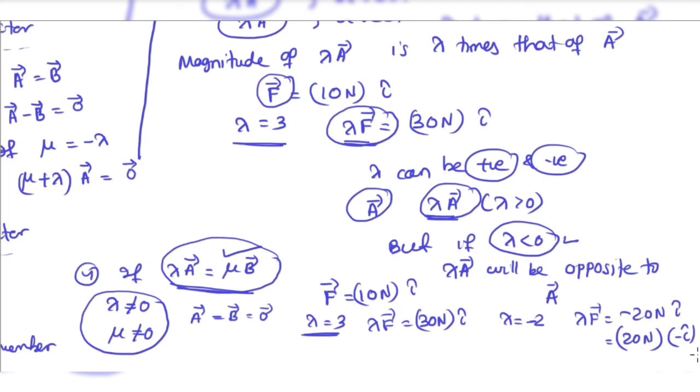So remember that when we are multiplying a real number to a given vector, if the real number is positive, then after multiplication the resulting vector will be parallel to the initial vector. But if lambda is negative, the real number is negative, then the resulting vector after multiplication will be opposite in direction to the initial or the given vector.